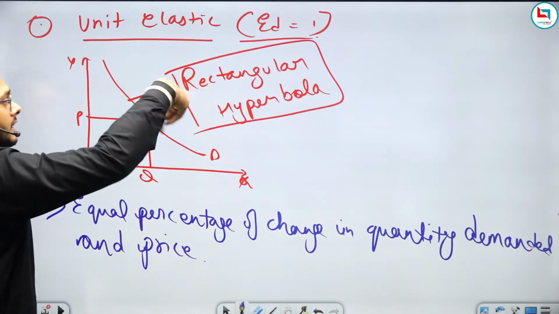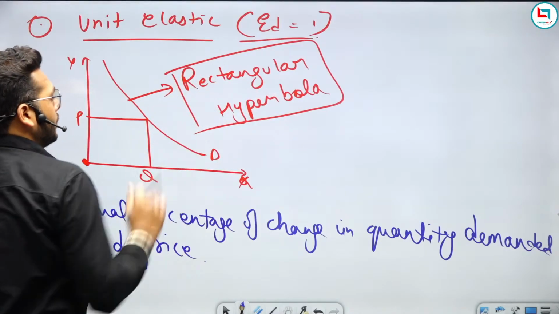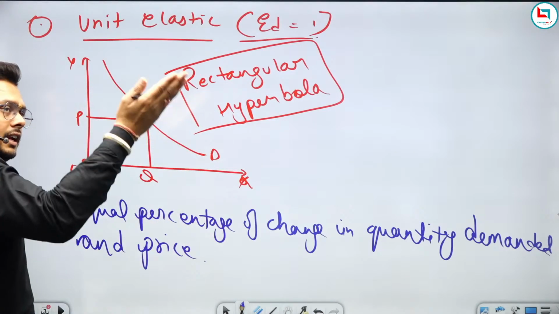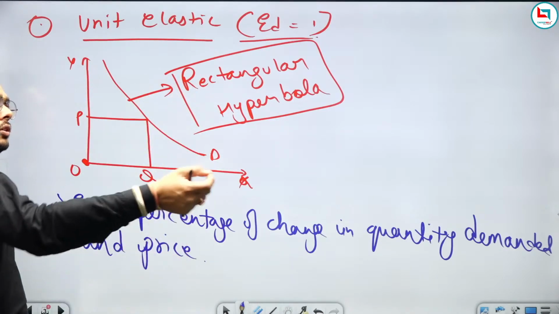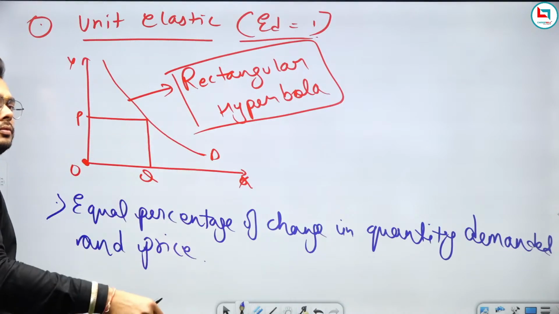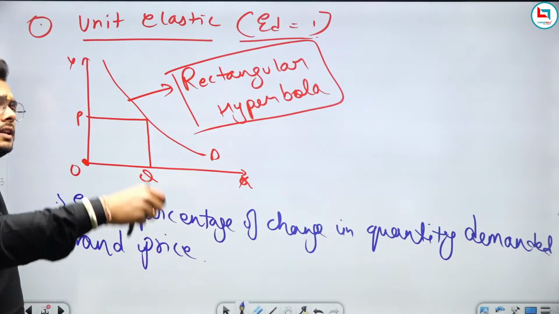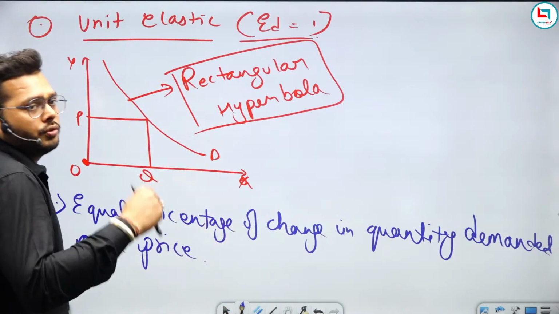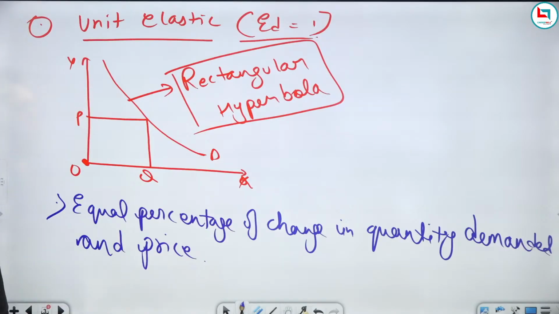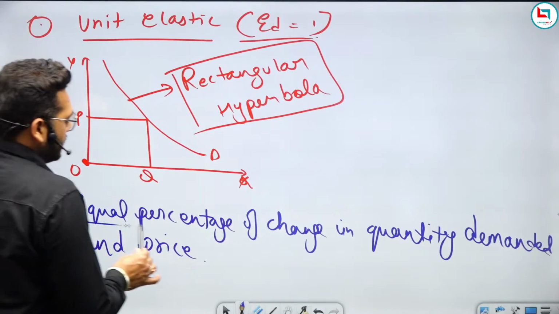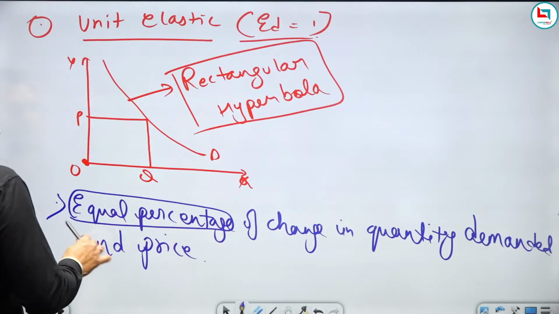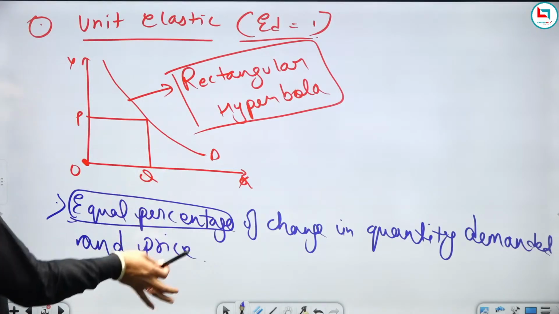Unit elastic. And the curve you are getting is the rectangular hyperbola. If the price rises by 2 units, the demand is also changing by only 2 units, decreasing only 2 units. So the percentage change in the demand and the price is equal. So this is what? Unit elastic.